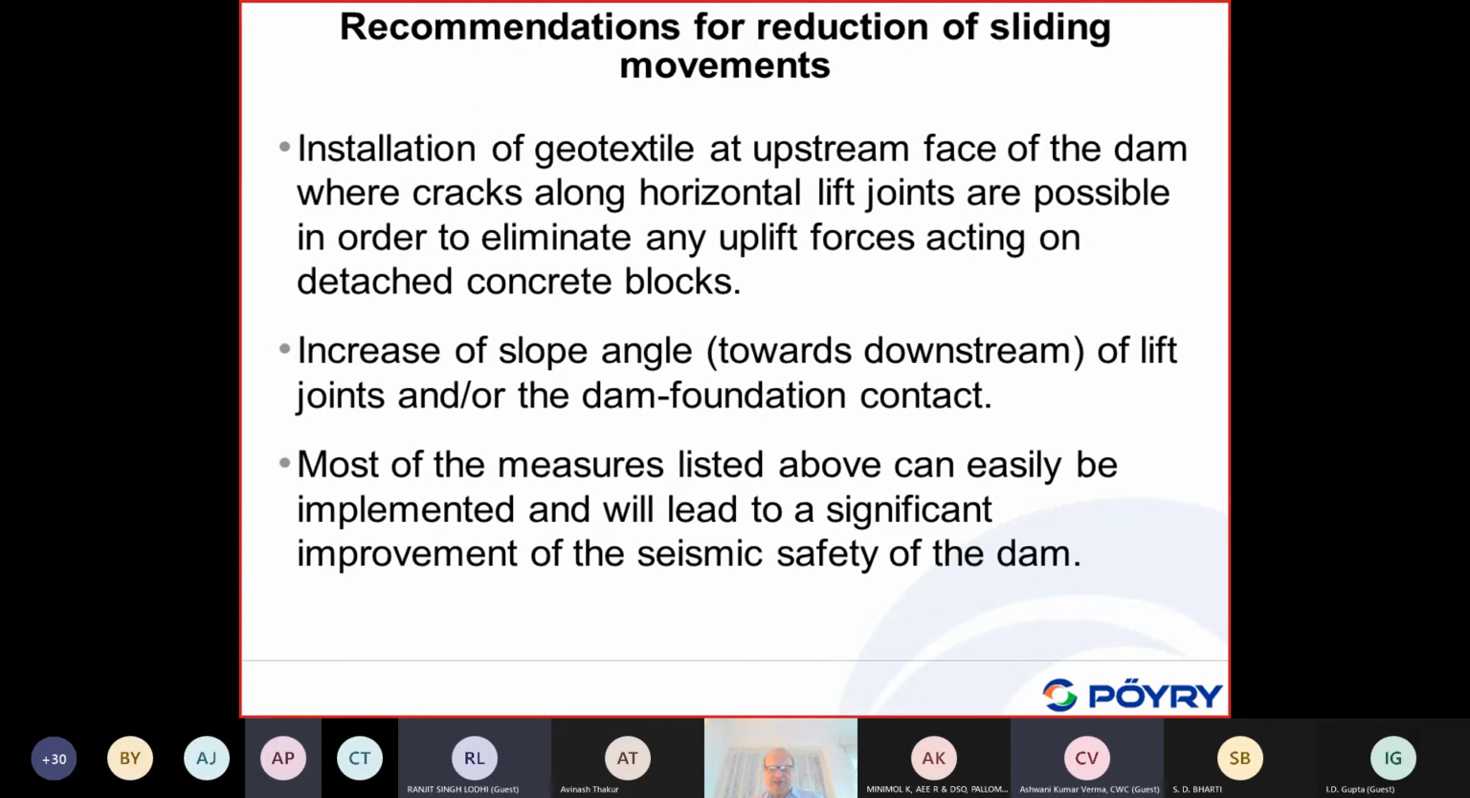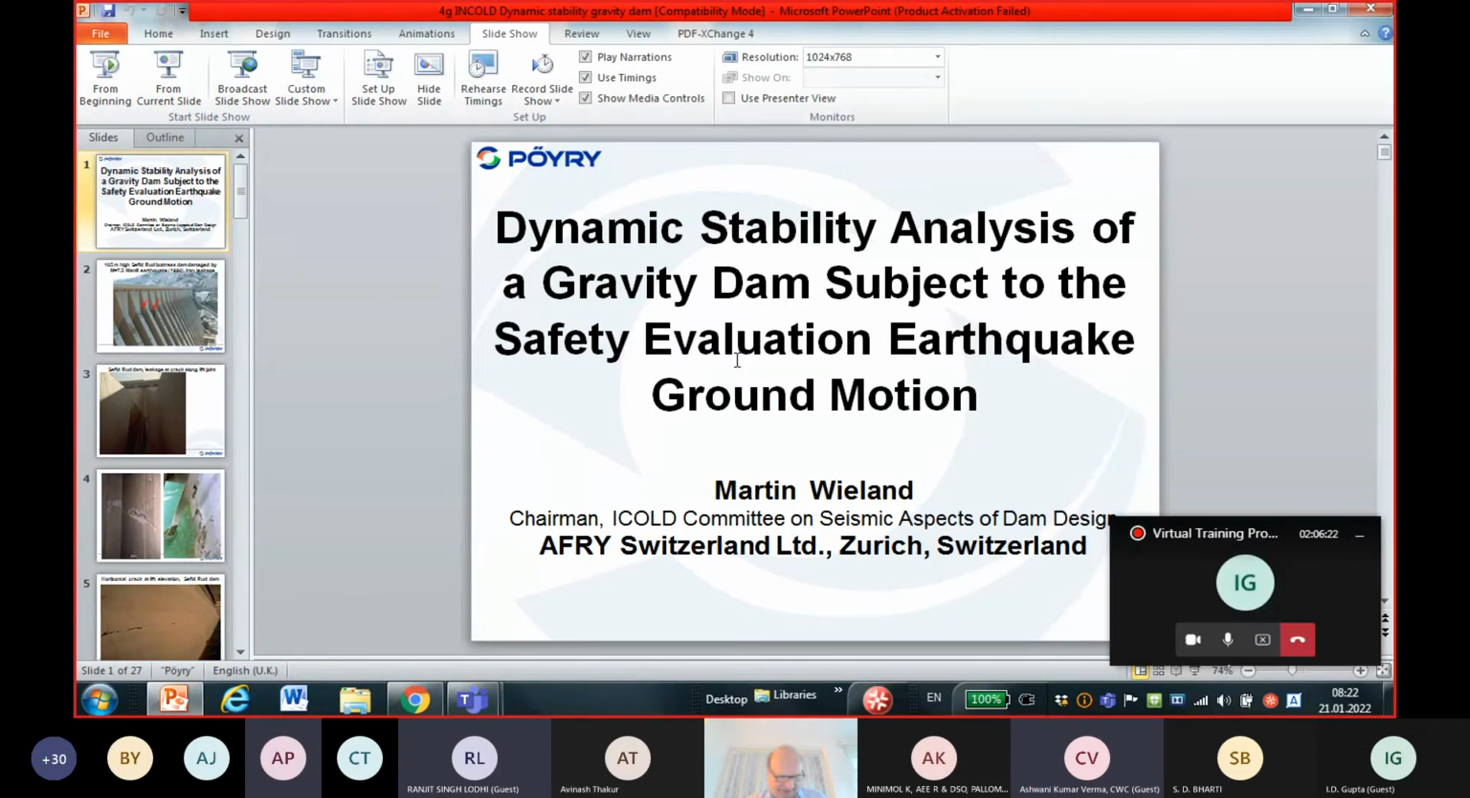Now, most of the measures listed above could easily be implemented and would lead to a significant improvement of the seismic safety of the dam, if the safety of the dam is characterized by the displacement, which is the case. So these are the recommendations and conclusions which are made here.